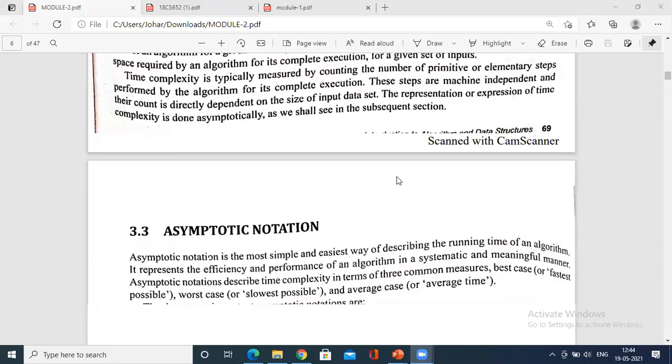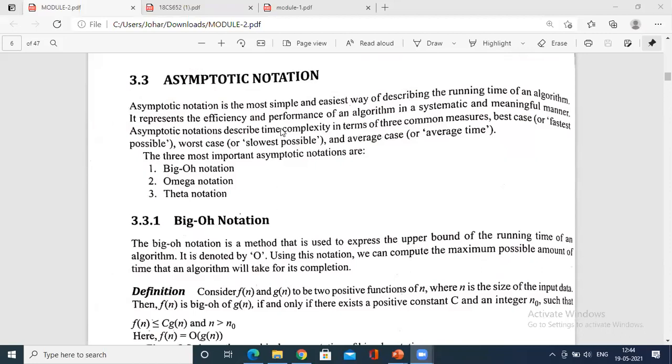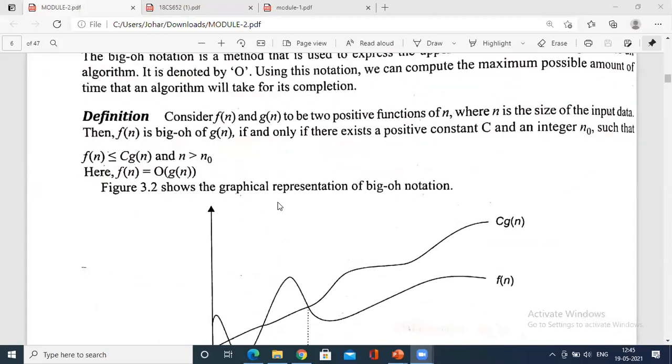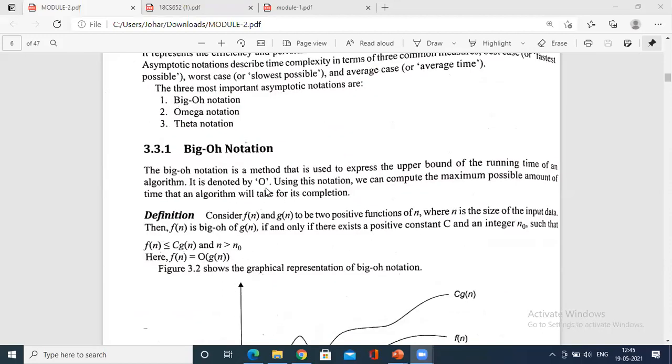Then we have certain notations, okay? We call them asymptotic notations. What are these asymptotic notations? We have three basic asymptotic notations. One is big O, another is omega, and one is theta. Let me go with the big O notation today. A very simple notation. Big O notation is symbolically represented like a capital letter O.